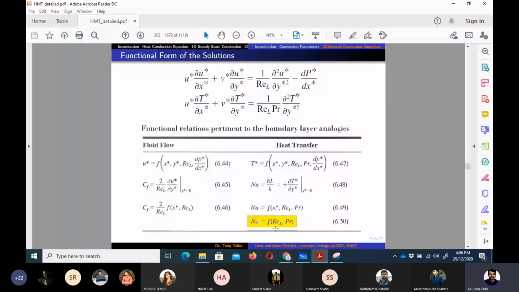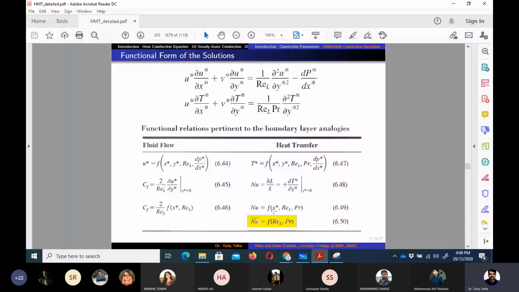So in chapter number 7 and chapter number 8, we would be writing Nusselt number only in terms of Reynolds number and Prandtl number if we are talking about average Reynolds number. If we are talking about local Reynolds number, which is a function of x, then there would be an additional parameter of x. So we would be talking about empirical correlation.